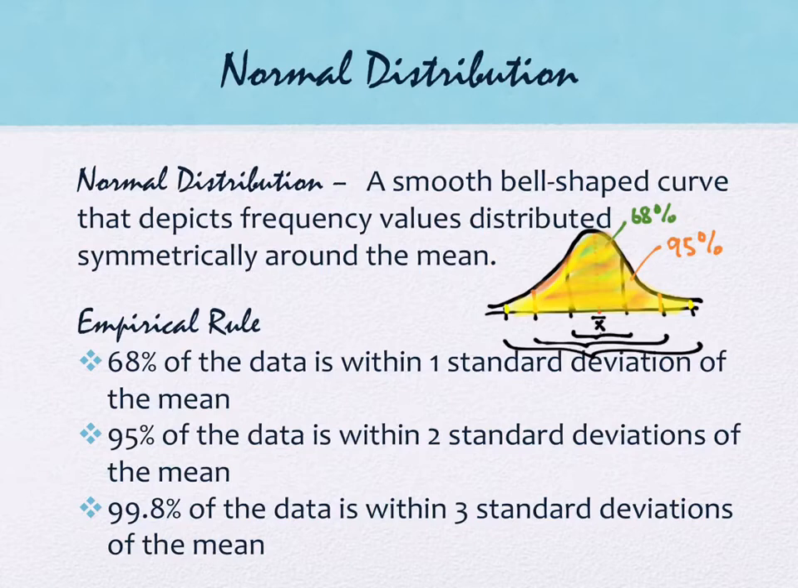Maybe I can write it in that dark of a yellow. Yeah, maybe. This is 99.8% of the data. Okay, so we go out a little bit further, we get a little bit more data. We get out a little bit further, we get a little bit more of the data. But the bulk of the data is right there in the middle.